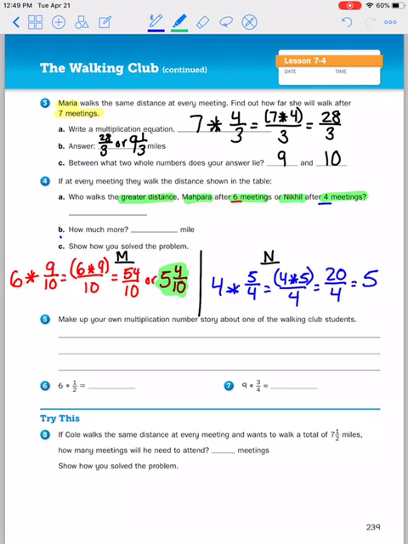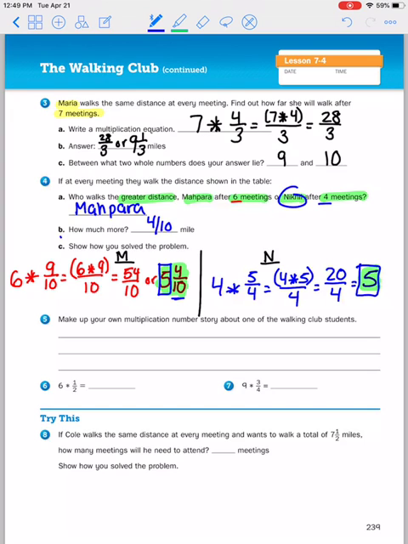So we can see that Mapara went 5 miles and 4/10 of another mile, and Nikhil only went 5 miles. So who walked the greater distance? Mapara. And how much more? She went 4/10 of a mile more than Nikhil, because she went 5 whole miles and he went 5 whole miles. And then what's left is that 4/10.